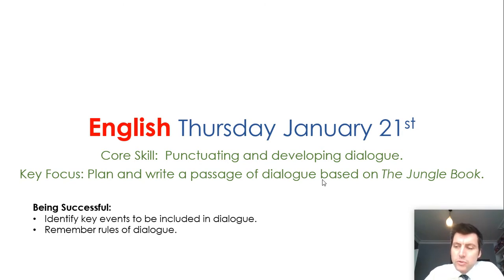We need to remember those rules of dialogue that we were looking at earlier in the week, where we use inverted commas to wrap around the direct speech. We use the reporting clause, and we're going to try and amend the verbs that we utilize with that. We make sure that a comma precedes the final inverted commas. We make sure that a new speaker starts a new line. So remember those lessons earlier in the week about the rules of dialogue.